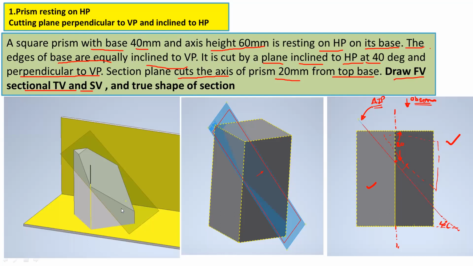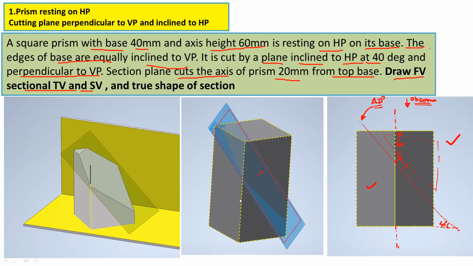So during the last lecture, we started with module number 4, that is section of solids. And we have seen how to draw the projection of a prism when it is cut by the auxiliary inclined plane. So this was the first case. The prism was resting on the HP and it is cut by the section plane, which is perpendicular to VP and inclined to the HP. Okay. So we have drawn the front view, then sectional top view and sectional side view. So now we will try to draw the true shape of the section.